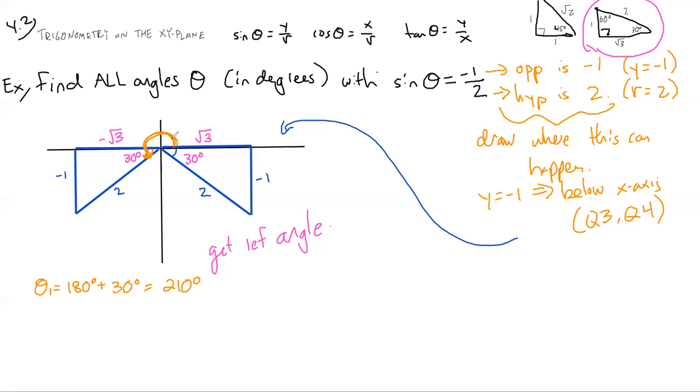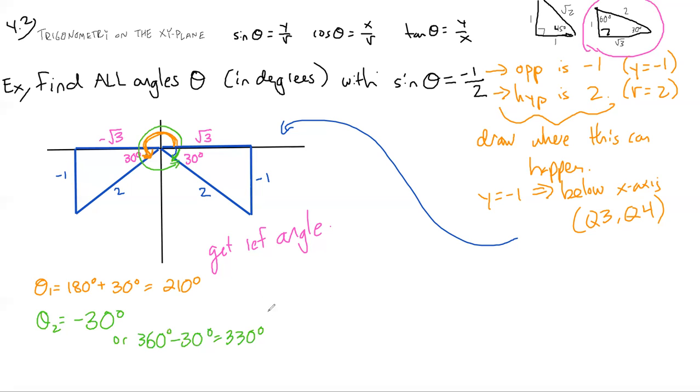And my second answer, well, I could just go left. Why not? Since it's counterclockwise, it would be, say, negative 30 degrees. But you might have noticed I also could have gone to the right. So I also could have gone a full 360 and then back another 30 to get 330 degrees.